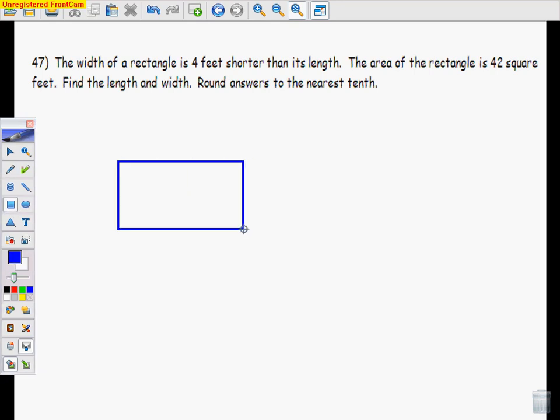All right. It says that the width is 4 feet shorter than the length. So we don't know what the length is. Let's just go ahead and call the length x. And let's say the width, because we know the width is 4 feet shorter than the length, we'll call that x minus 4. We know that the area of this is 42 square feet.